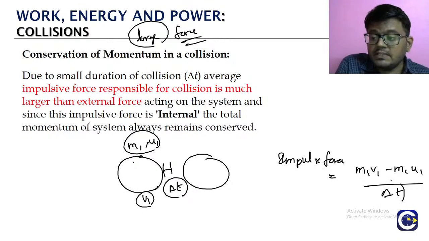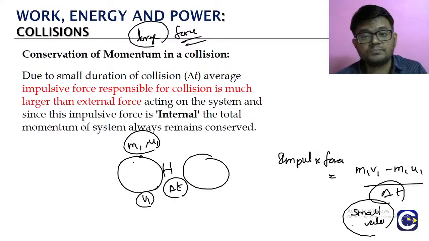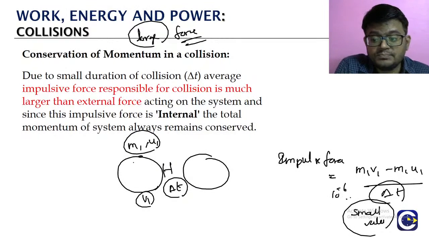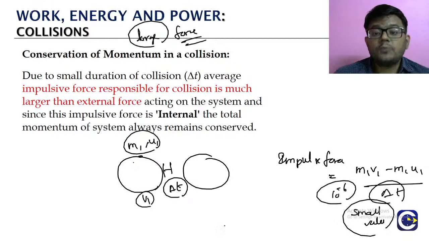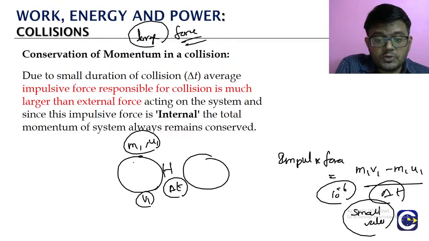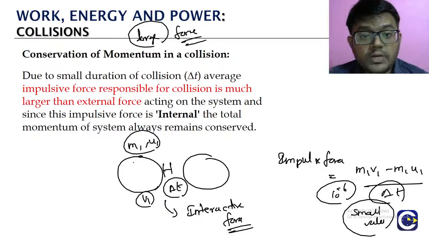See, this is a very small value. The denominator is very small, in the range of microseconds, 10 power minus 6 and so on. Then the impulse force value is going to be very large. Okay, the impulse force value is going to be very large. This impulse force is what we are going to consider as the interactive force.